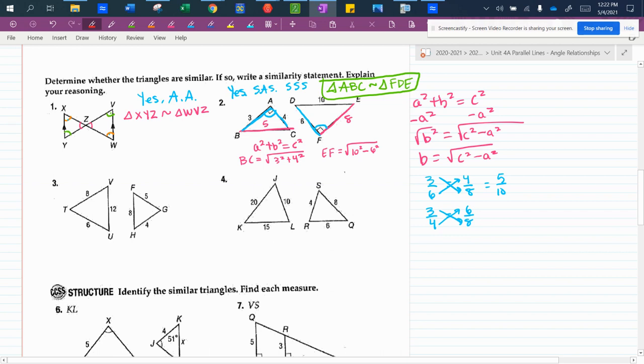So number 3 is not similar because 6/4 does not equal 8/5. It's not going to simplify.